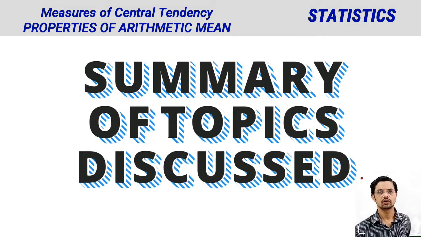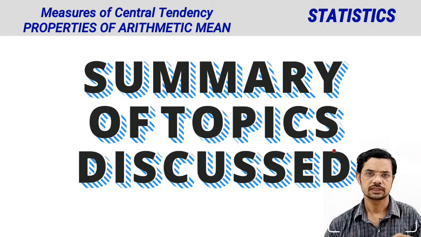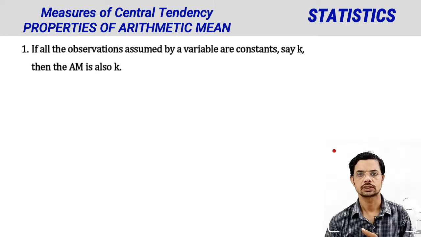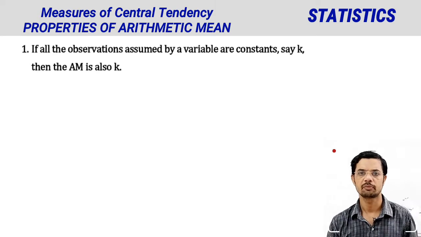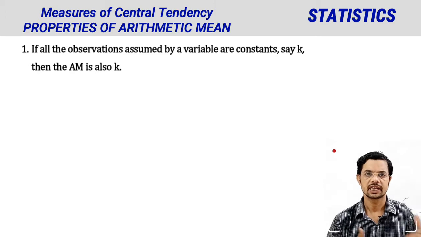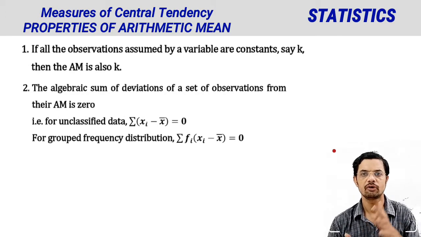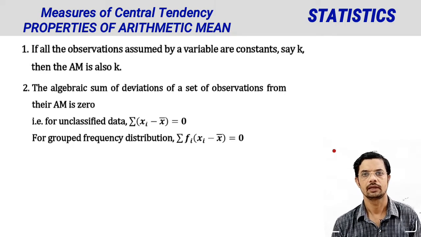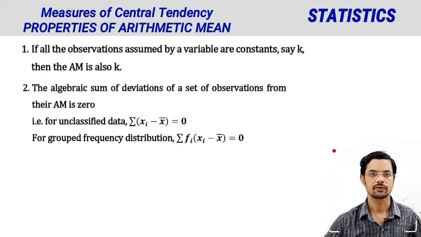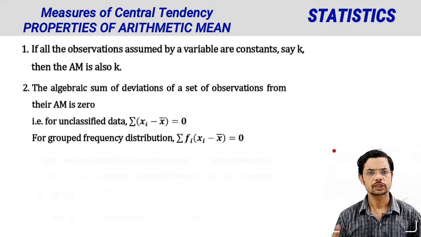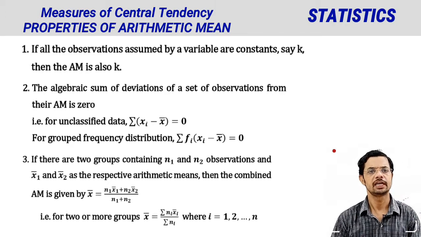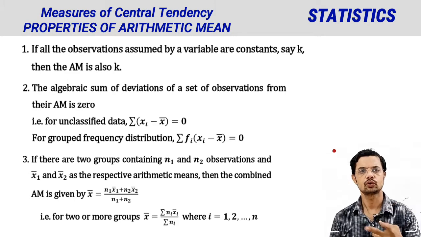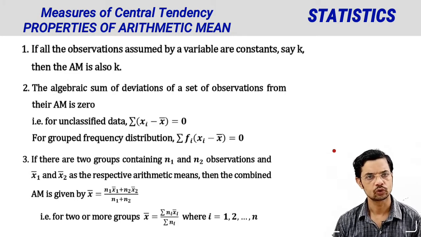Now we shall summarize all that we have learned today. The first property says that if all the observations assumed by the variable are constants, say k, then the arithmetic mean is also k. The second property was that the algebraic sum of deviations of a set of observations from the arithmetic mean is 0, that is, sigma of xi minus x bar is 0. The third property we discussed was the combined mean. The formula is like this for two groups, and it can be extended to more than two groups.